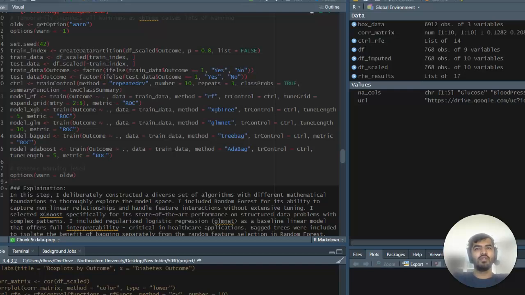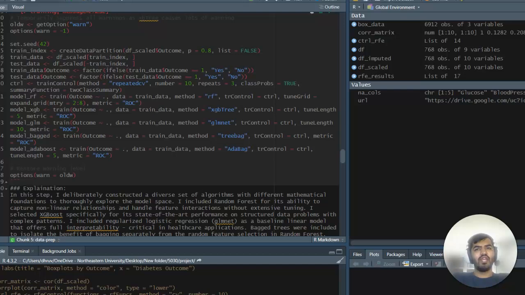Then I used GLMNet, that is regularized logistic regression, as a baseline linear model offering interpretability. Then I used bagged trees to isolate the benefit of bagging separately from random feature selection. And I also used another boosting algorithm to compare against XGBoost with a different voting approach.